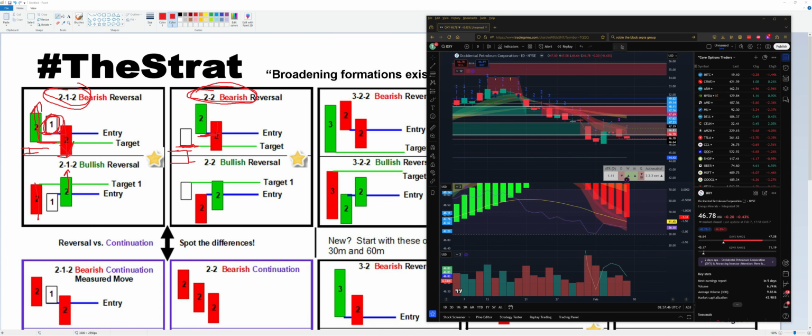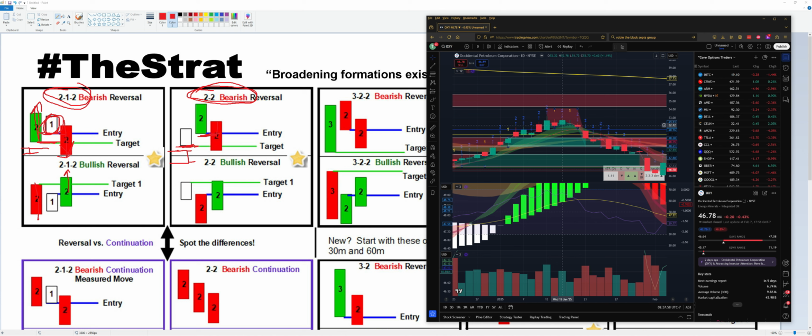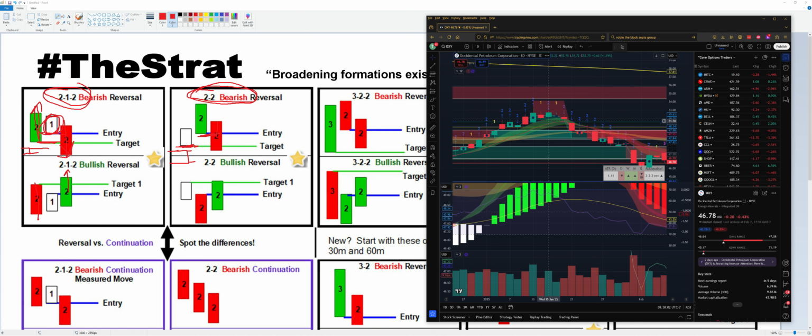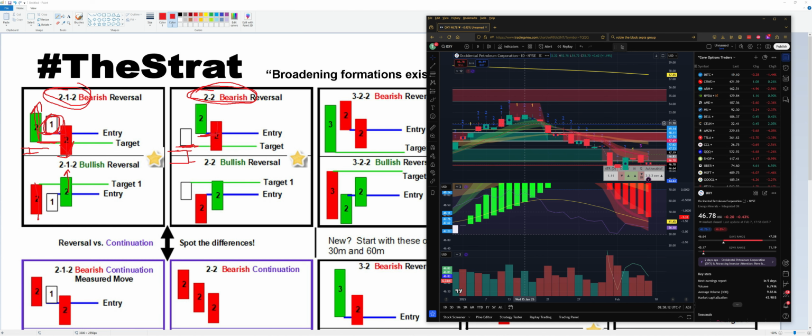Matter of fact, let's just do at least one more here. So this is another good example. This is a short trade that I've been in for a little while that I just haven't talked about. So this is Oxy, so Occidental Petroleum. So if we come up to January 15th, we have a 2 candle. And again, I don't use the Strat. I did end up entering the short roughly the same time as the Strat would have told me, but I used something different. We'll go into that later.